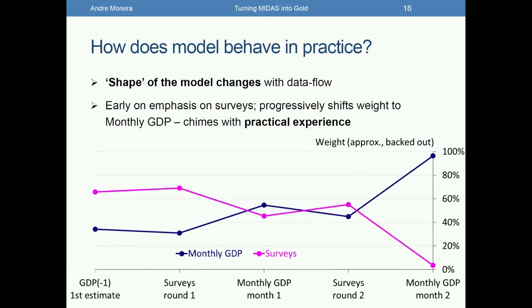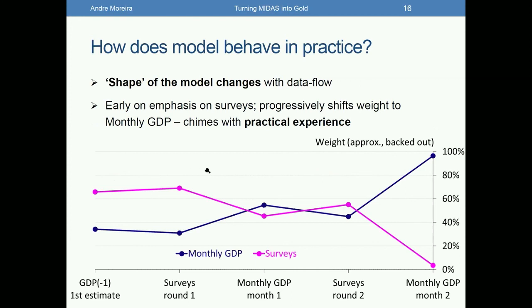So how does it do in practice? What happens is you can retrieve the approximate weights in a roundabout way that the model is putting on monthly GDP versus the surveys. And this is the picture that you get. So early on in the quarter, the surveys in pink are much more informative than monthly GDP. That's because monthly GDP is too volatile. So whatever happened 5 months ago tells you nothing about what's going to happen in the most recent months, in a sense.